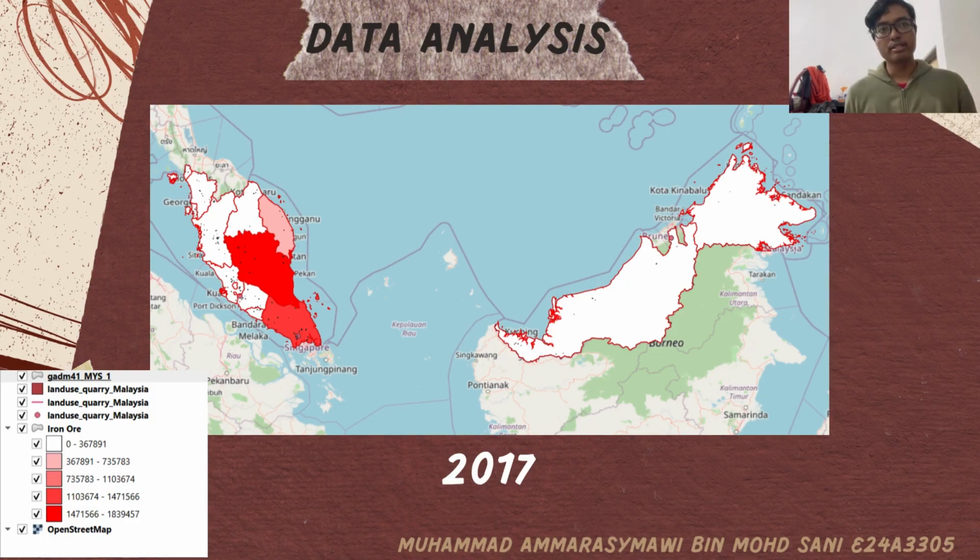This is the second oldest data that we can find. Let's use this map as a baseline. Here we can see that Pahang, Terengganu, and Johor are the primary producers or extractors of iron ore. Keep this trend in mind. So with this map being the baseline, let's see the other years and compare it.